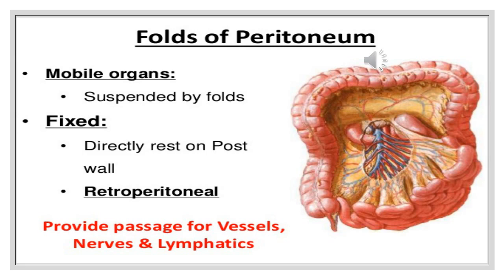and may be covered by peritoneum on one side. Such organs are said to be retroperitoneal. Some organs are suspended by peritoneal folds in early embryonic life but later become retroperitoneal. Apart from allowing the mobility, the peritoneal fold provides passage for blood vessels, nerves and lymphatics.